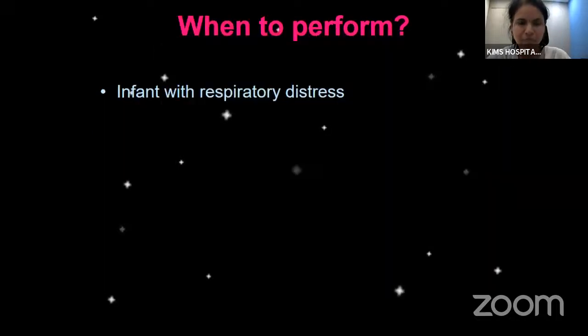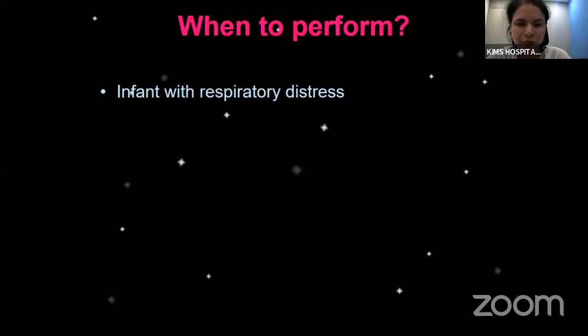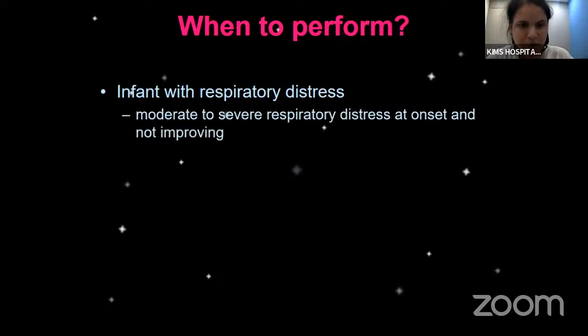So we have discussed some aspects of the practical points to be remembered while performing an X-ray, such as how to position the infant, how to hold the infant for a non-rotated film. So we shall now discuss when to perform an X-ray, and more importantly, when not to perform an X-ray. So ideally, the right indications to perform an X-ray include an infant with respiratory distress.